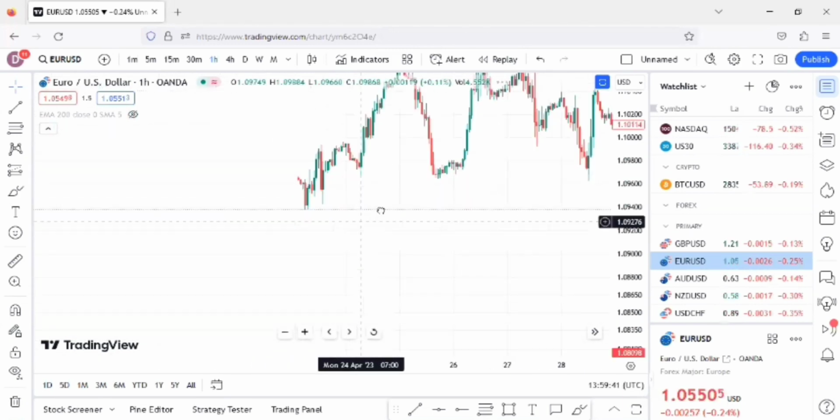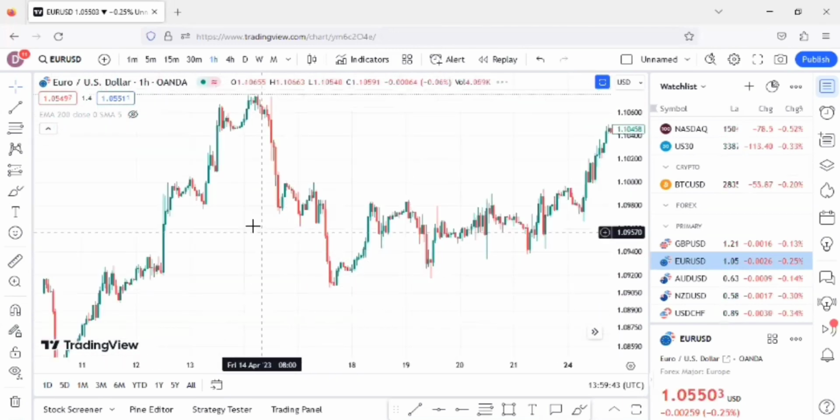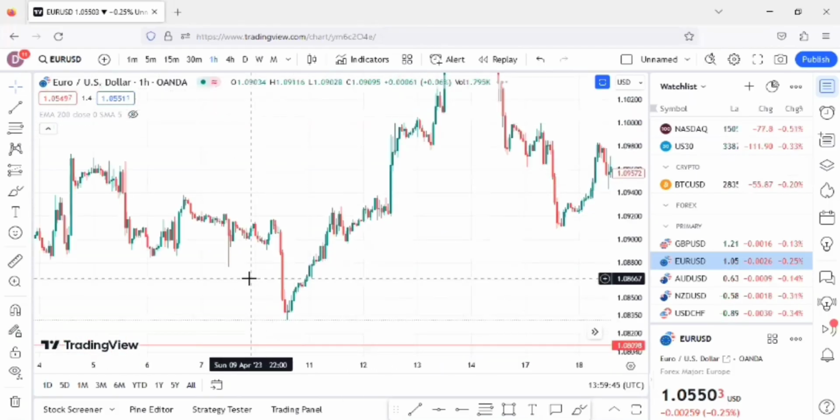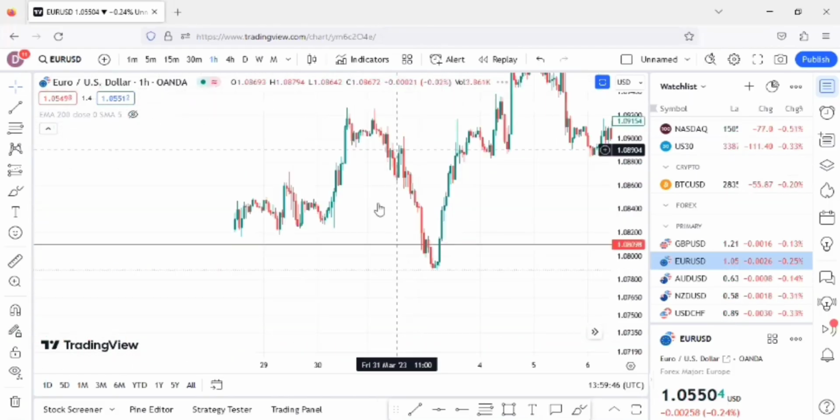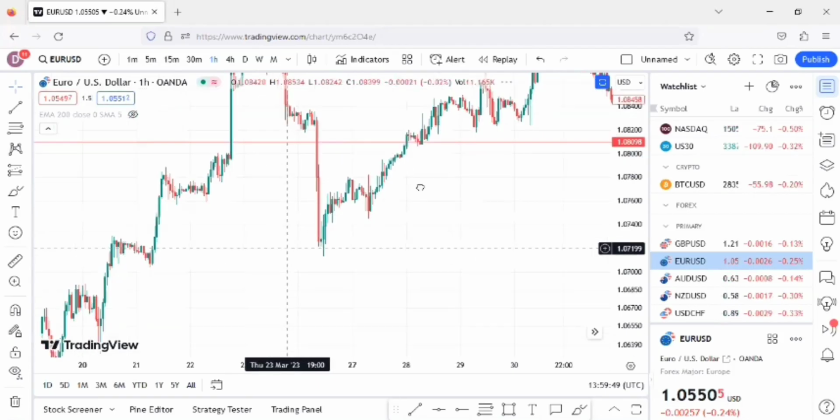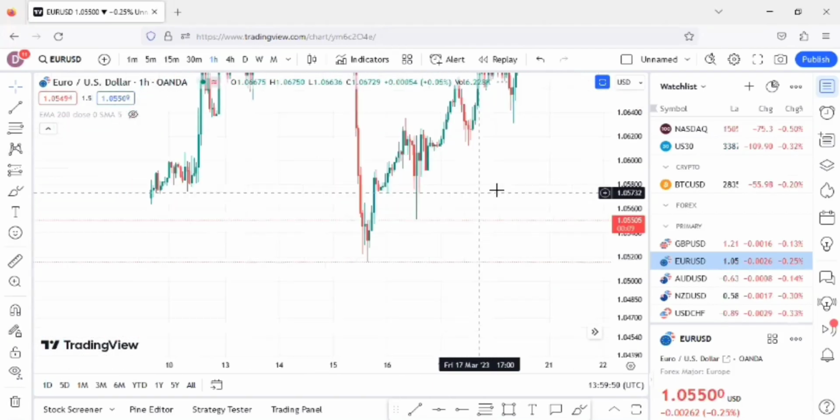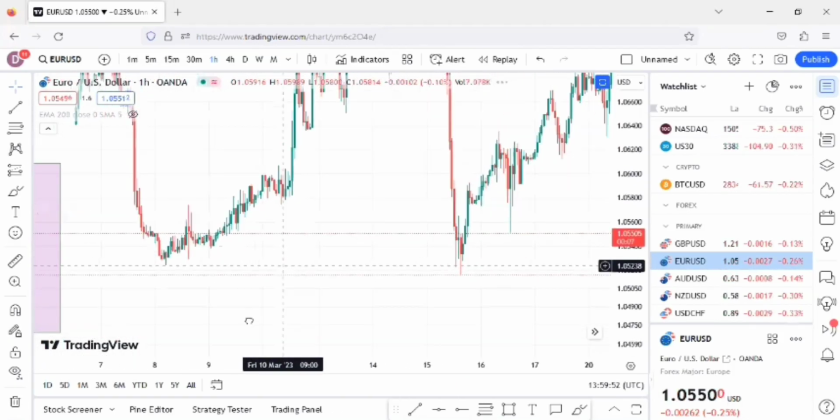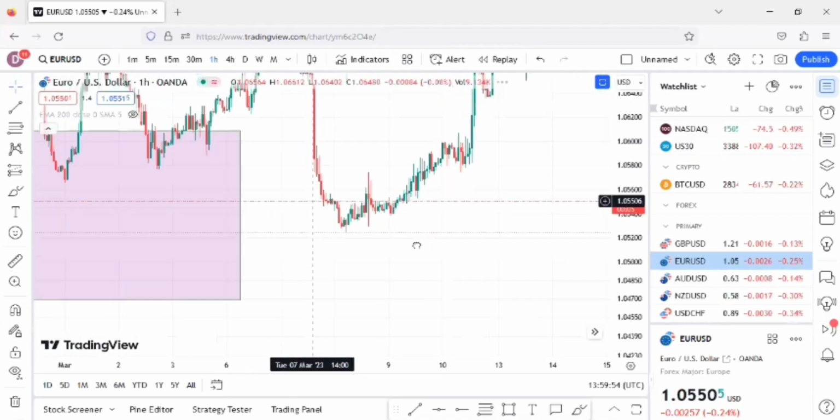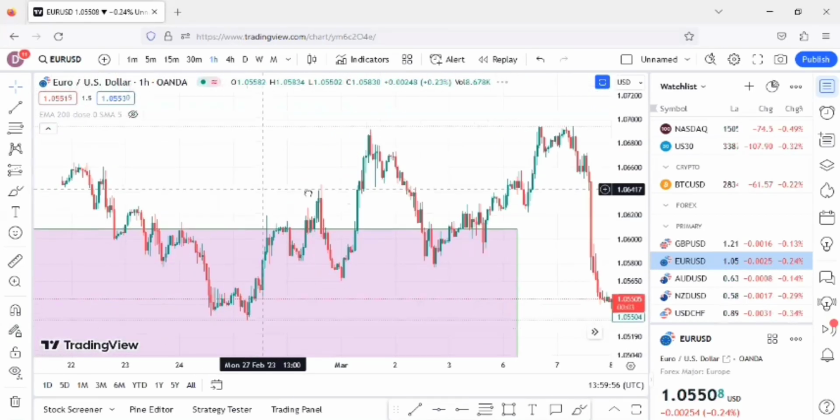So I'm looking for another one. We have seen double top, we have seen inverse head and shoulder. So I'm trying to look for more of them.